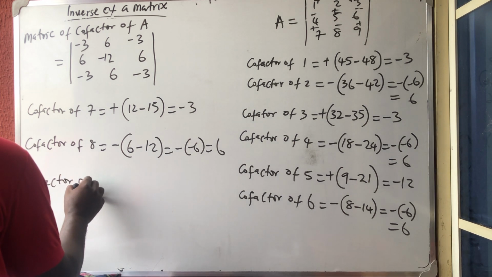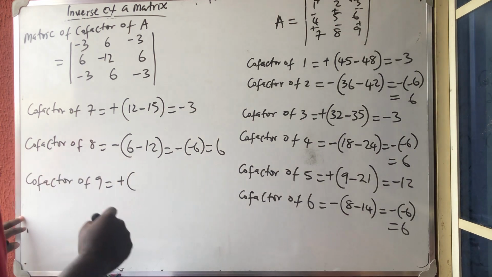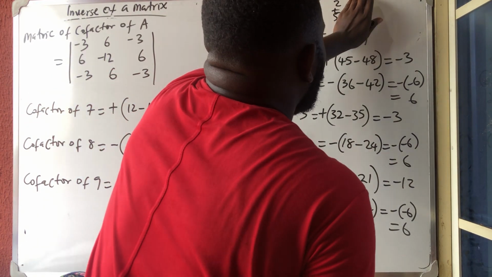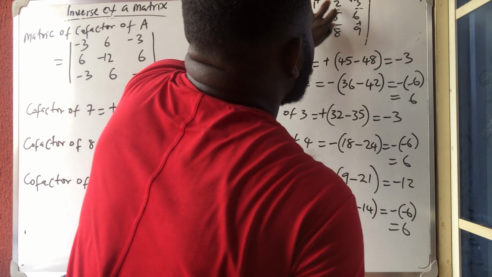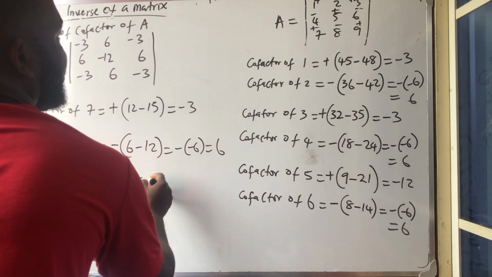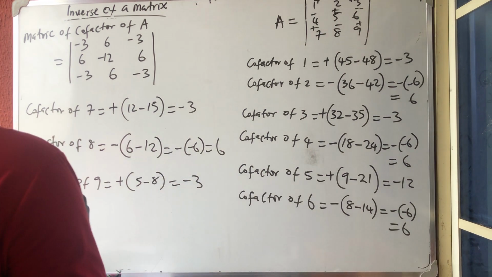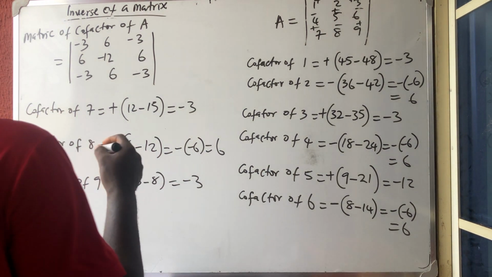Cofactor of 9. Cofactor of 9. 9 is positive, so I'm using positive in bracket of, close the row and column of 9. So I'm left with 1, 2, 4, and 5. 1 times 5, 5, minus 2 times 4, 8. So I'm left with what? Minus 3. So then the matrix of the cofactor, let us bring it out.